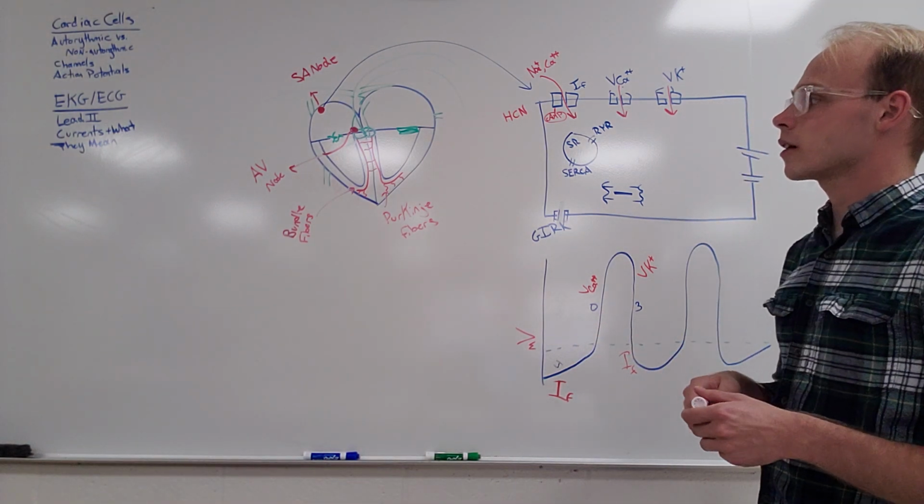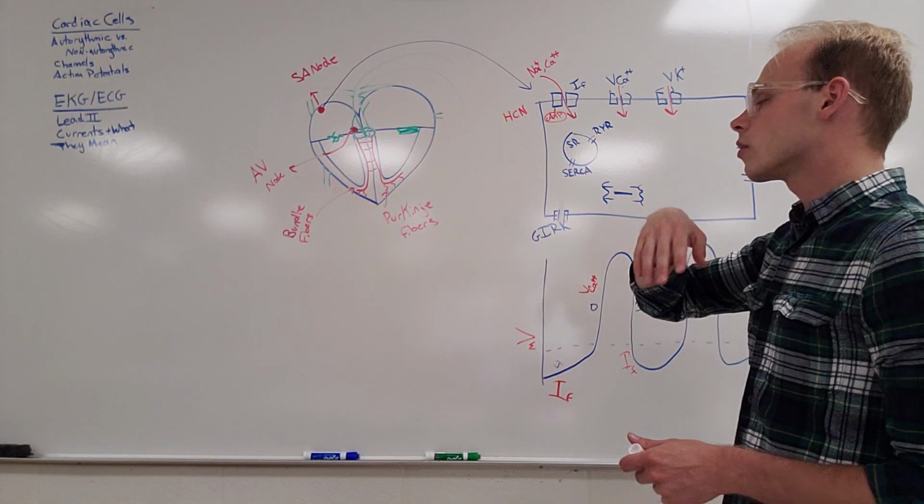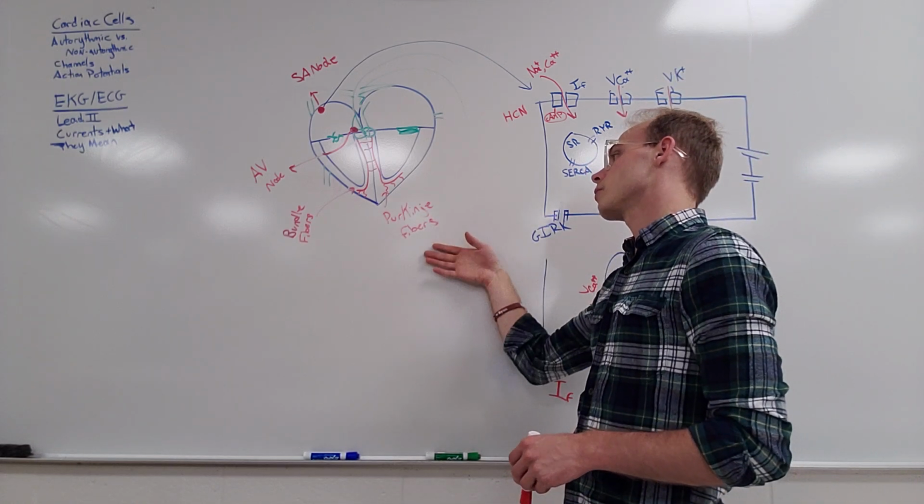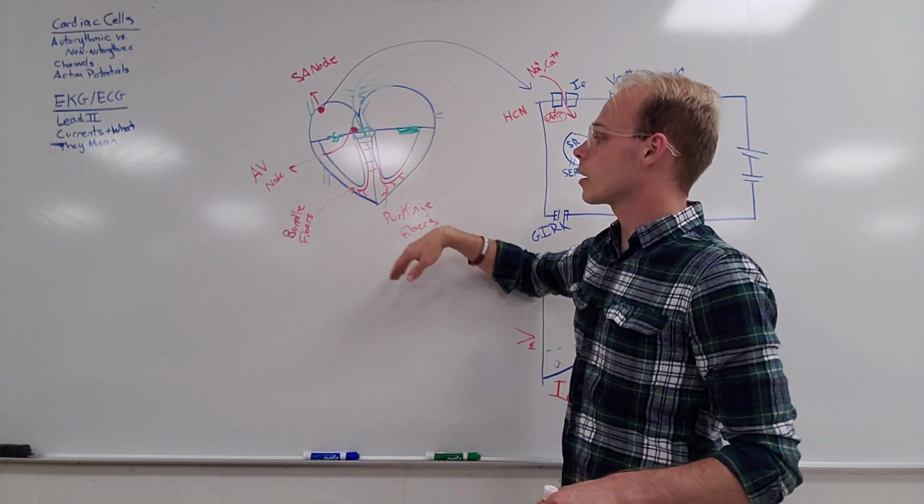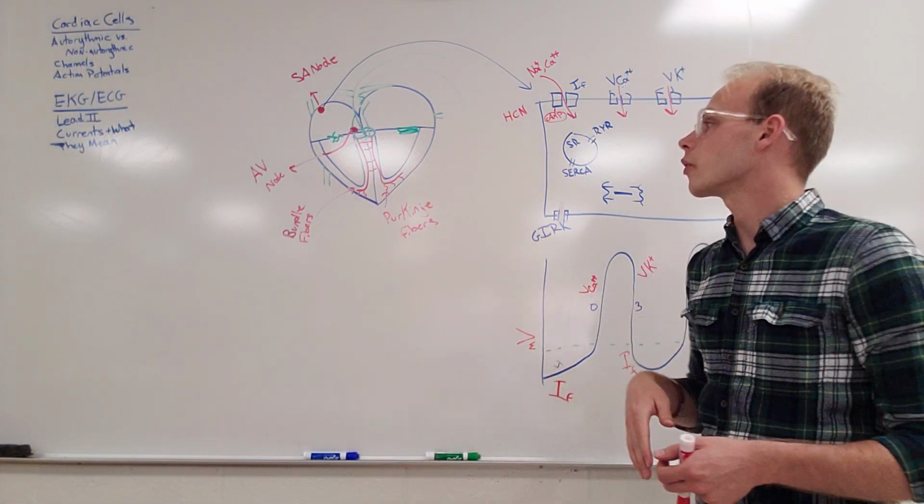If the SA node gets knocked out, the AV node will take over, and it's going to be a little slower. And then if the AV node is gone and the SA node is gone, bundle fibers will take over, and then eventually Purkinje fibers will take over. But as you go down that cascade, your heart rate goes lower and lower.